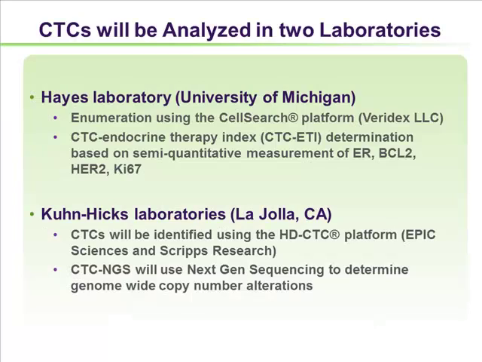My laboratory will be doing something we call the CTC Endocrine Therapy Index, where we can measure ER, BCL2, HER2, and Ki67 in a quantitative fashion, as well as counting the cells. And we believe we may be able to identify patients who, although their primary tumor was ER positive, will behave as if they're ER negative and would have been better going straight on to chemotherapy.